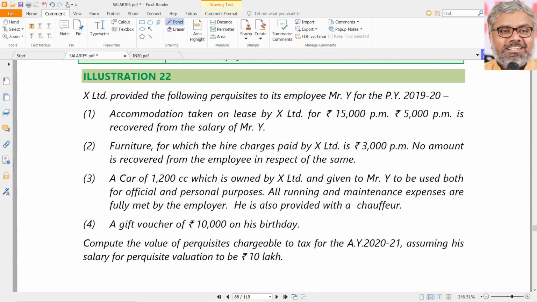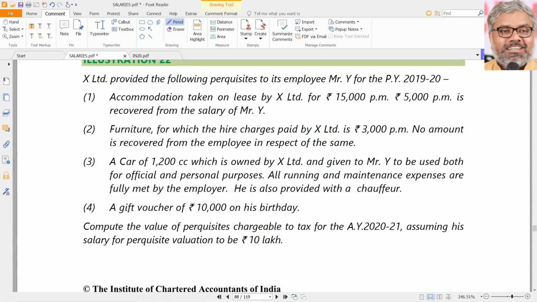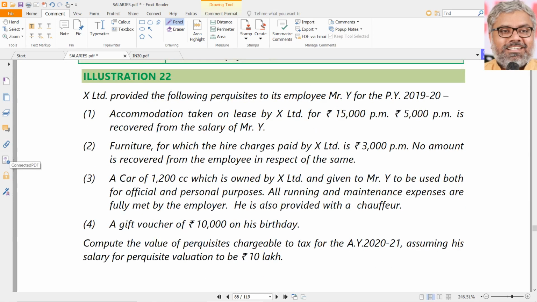Clear? Now illustration number 22. Once again, things about perquisites. Illustration 22. X Limited provided the following perquisites to the employee Mr. Y for the previous year 1920. One by one, let us see. Accommodation taken on lease by X Limited for 15,000 rupees per month. That is the rent paid by employer. 15,000 rupees per month. And 5,000 rupees per month is recovered from the salary of Mr. Y.